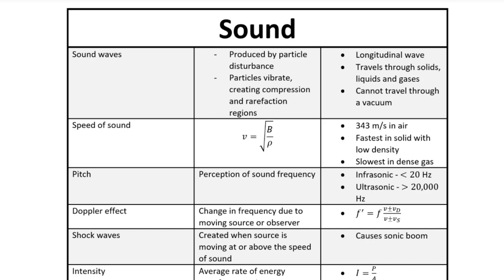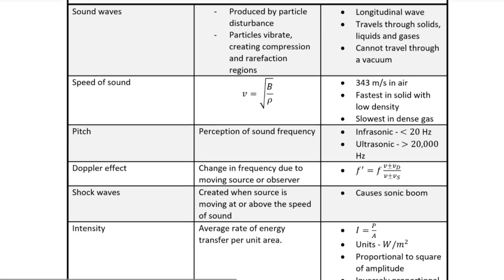As I just reminded you about in a question, the Doppler effect is the fact that the detected frequency is different from the emitted frequency if either or both the detector or the source is moving. Shock waves are a special example of the Doppler effect and are created when the source is moving at or above the speed of sound.